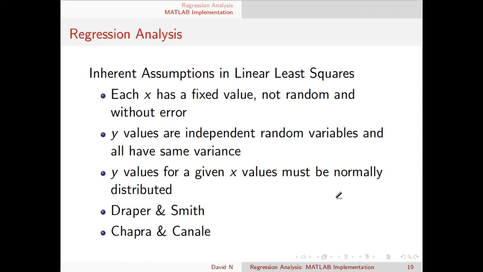Now there are inherent assumptions in using these linear least squares models. At first, each x value has a fixed value and it is not random and is to be known without error. And then y values are independent random variables and all must have the same variance. And y values for given x values must be normally distributed. These are some of the inherent assumptions which are involved. Some more theory on this topic can be found in Draper and Smith and Chapra and Canale.